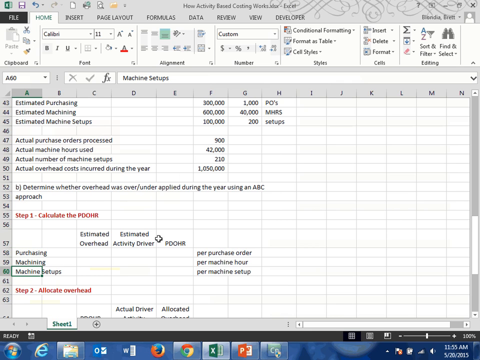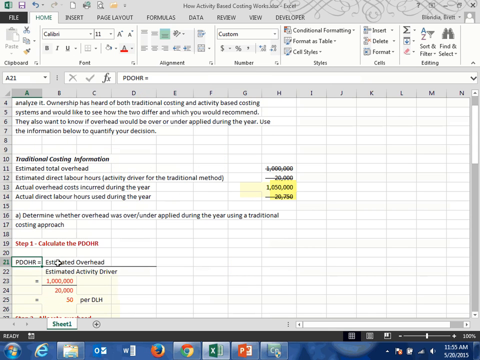The question gave us all of our costs. So purchasing is going to cost us $300,000. Machining is going to cost us $600K, and machine setups are going to cost us $100K. So those are activity pools. We also got our activity drivers that we're going to use to calculate predetermined overhead rate. Okay? Now, I've put it in this little chart format, but effectively what I'm doing is I'm still doing this little formula right here. Predetermined overhead rate equals estimated overhead divided by the estimated activity driver.